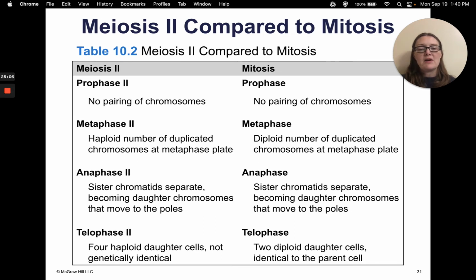But if we compare mitosis with meiosis 2, we see a lot more similarities here. Even though we're making haploid cells in meiosis, we do have the sister chromatids being separated out, with 4 daughter cells being produced in meiosis, whereas in mitosis, we're still getting those 2 daughter cells that are the same.